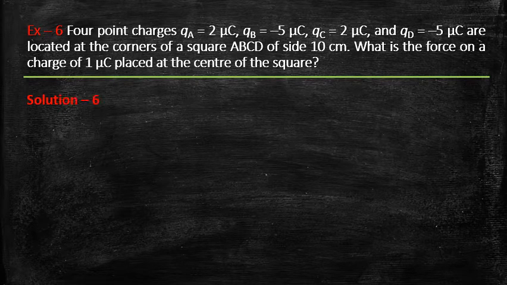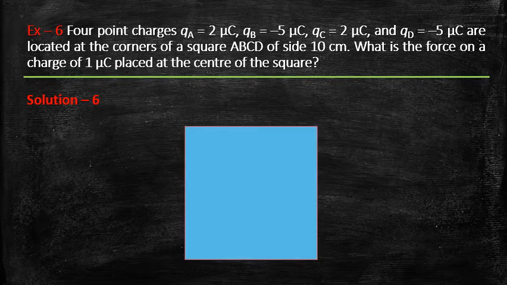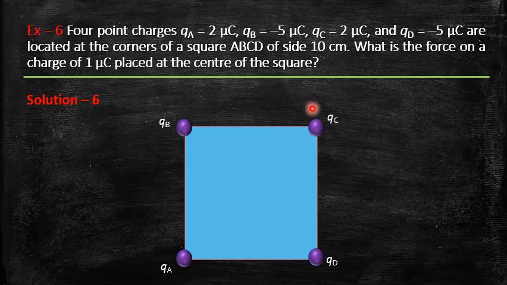So let us first understand the situation. We have a square and the side length is 10 centimeter. We have four charges, namely QA, QB, QC and QD. Let us place one more charge at the center. We call it QO. What is the task? Find the force on the charge of 1 microcoulomb. Here is 1 microcoulomb at the center.